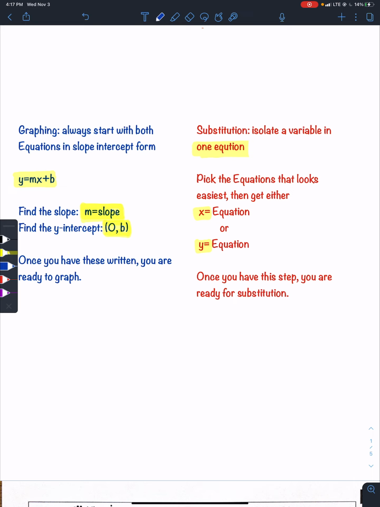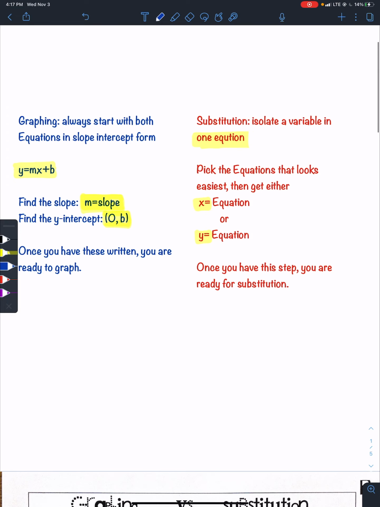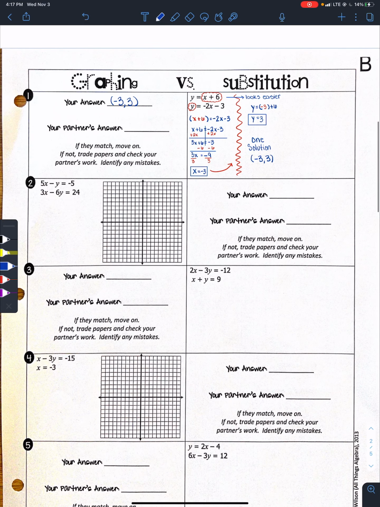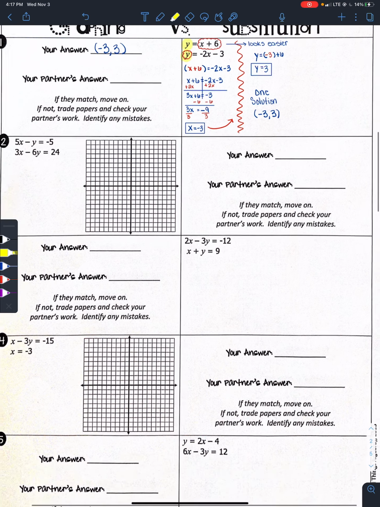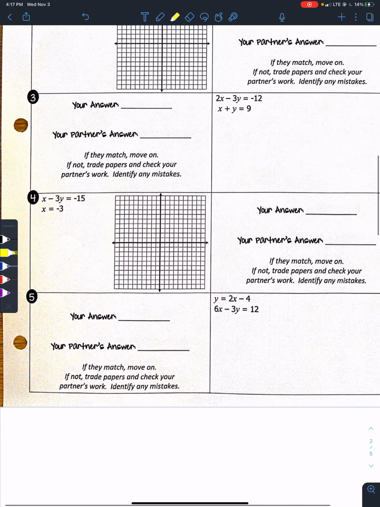Okay? All right, let's go ahead and work on this worksheet. In class, we did number 1, so I left the steps here for substitution as to what we did in class. Now, if you notice on number 1, it was already solved for y. So they already gave me what y equals. They did that first step for me. Okay? All right, I'm going to go ahead and work on number 4 for graphing, and then number 5 for substitution.